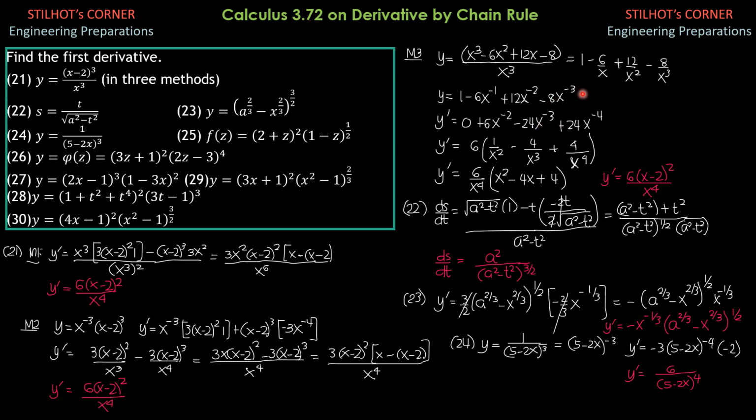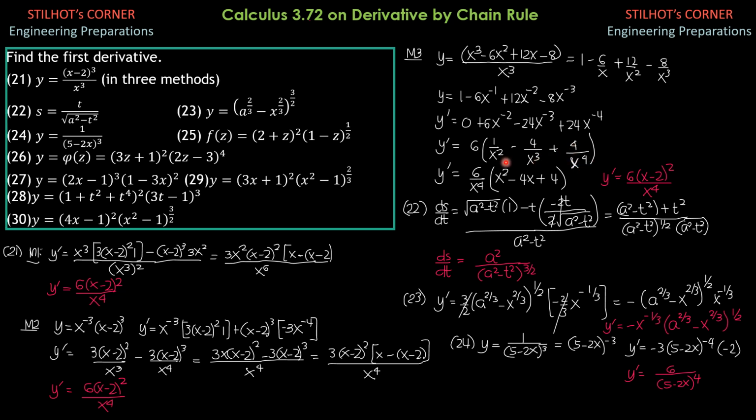Negative 8 times negative 3 is positive 24, x to the negative 3 minus 1, so x to the negative 4. We factor out the common constant, which is 6. Then we'll make the exponents of x positive, so 6 quantity 1 over x squared minus 4 over x cubed, plus 4 over x to the fourth.